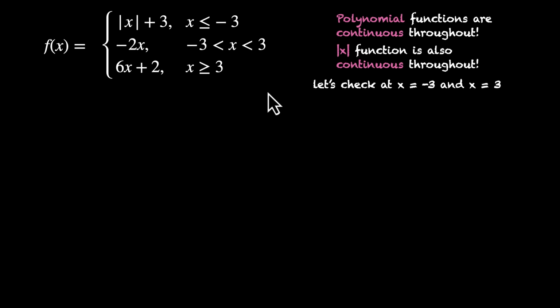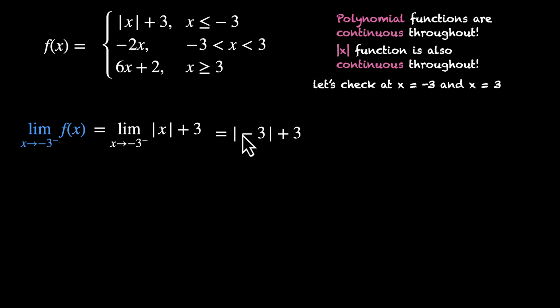So let's do that. For minus 3, left hand limit is limit as x tends to minus 3 minus of f(x). That's equal to limit as x tends to minus 3 minus of mod x plus 3, because when x is less than minus 3, we use this definition, mod x plus 3. We can plug in minus 3 here. We have mod of minus 3 plus 3. So this is 3 and 3. This is 6. So left hand limit at x equals minus 3 is 6.